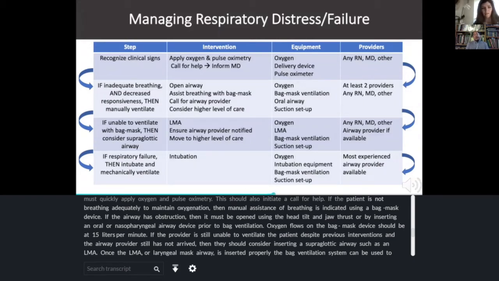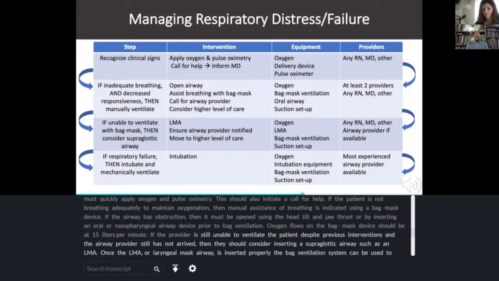If the patient is not breathing adequately to maintain oxygenation, then manual assistance of breathing is indicated using a bag and mask device. If the airway has obstruction, then it must be opened using the head tilt and jaw thrust, or by inserting an oral or nasopharyngeal airway device prior to bag ventilation. Oxygen flows on the bag mask device should be at 15 liters per minute.